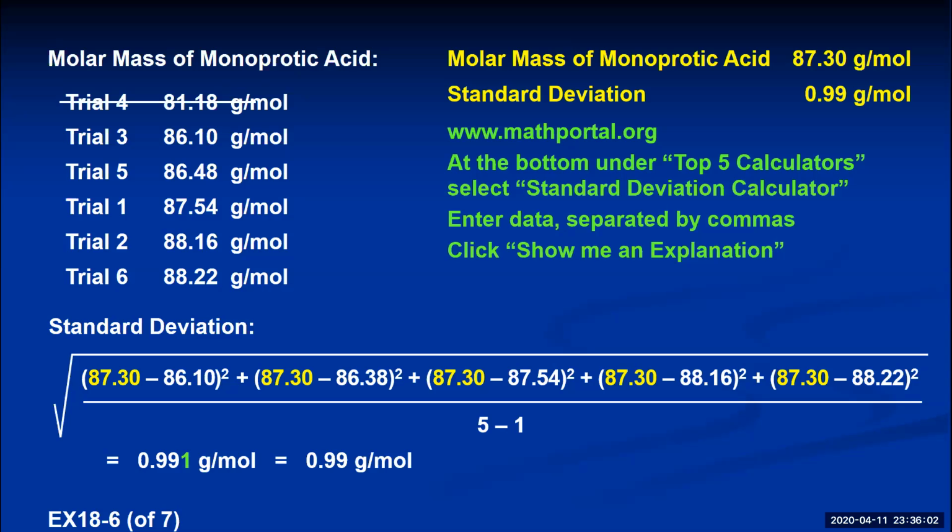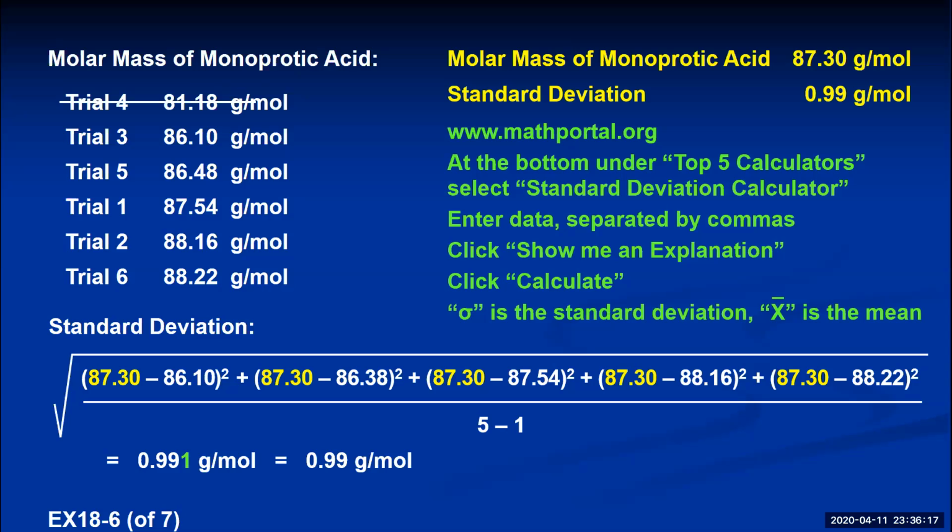Right below, there's a little button that says Show Me an Explanation. Click on that, and then click Calculate. When you do that, you will see the standard deviation given, and it'll calculate the mean for you, so you'll actually have both of those things calculated at this website. The sigma sign on there is what is the standard deviation. So in this case, it would have said sigma equals 0.99, and there's a capital X with a bar over it, which is the symbol for mean. That's going to say 87.30. So both of these would be given on that website if you want to use it for your calculation.